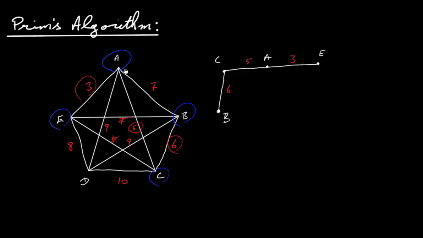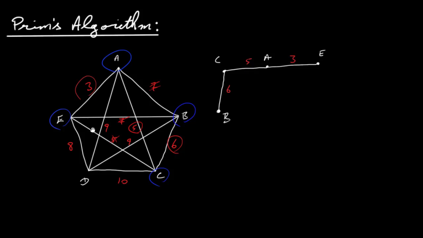Let's see, we have 7 from A to B. Again, I can't use that one from A to B because that will bring me from here to here, so that will give me a cycle as well. So I'm just going to cross that one out. A has a 5, which we've used. It has a 9 here. So from A to D. Okay, so I could use that one.